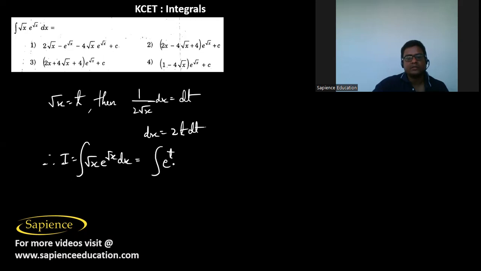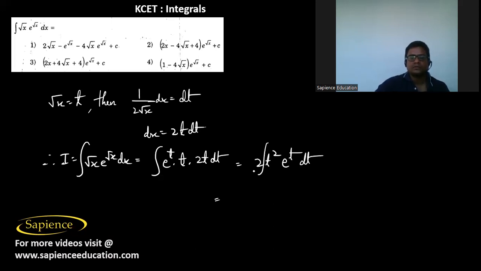It means dx will be equal to 2t dt. So therefore this integral I, which is integral root x e power root x dx, can be written as integral e power t into t into again 2t dt. So this will be equal to 2 integral t square e power t dt.